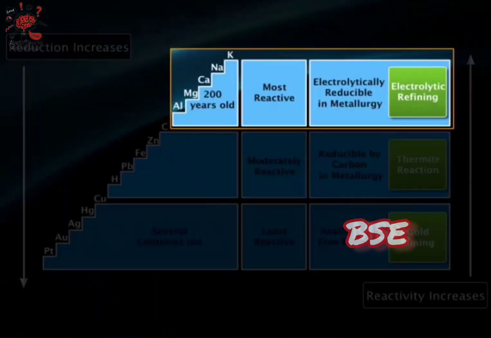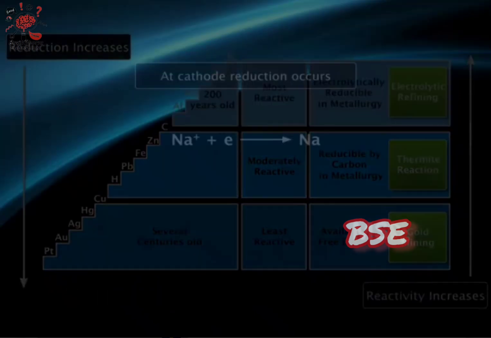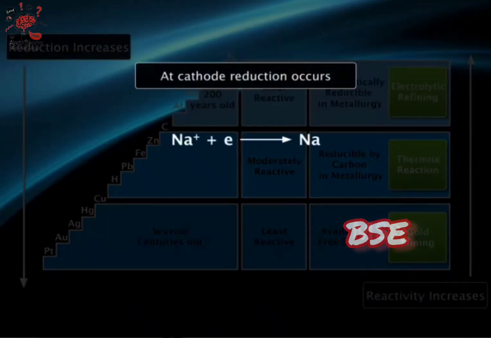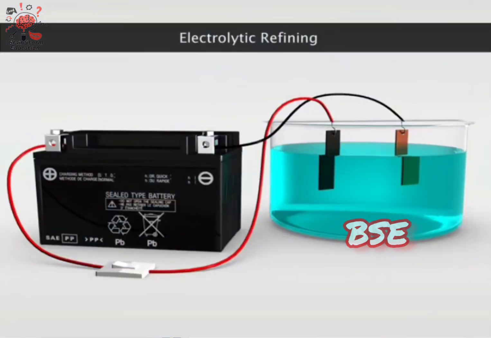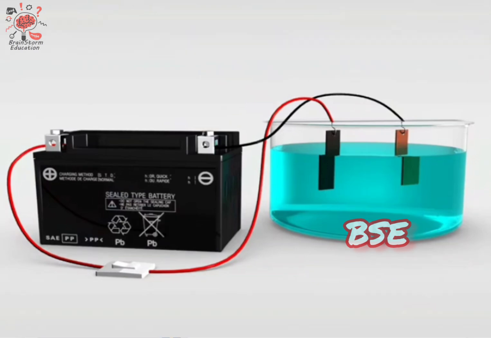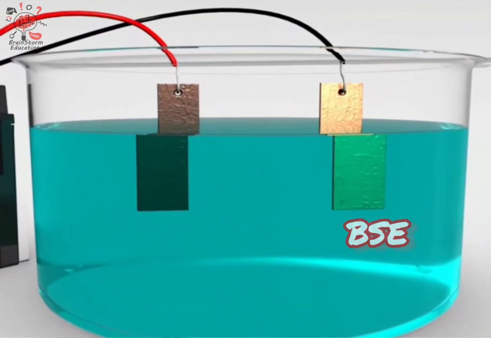The metals placed above carbon in the activity series are highly reactive. They are extracted from their ores by electrolysis. During electrolysis, reduction occurs at the cathode and oxidation occurs at the anode. Metals such as copper, zinc, tin and silver are refined to pure metals by the electrolytic refining process. A solution of metal salt is used as an electrolyte.